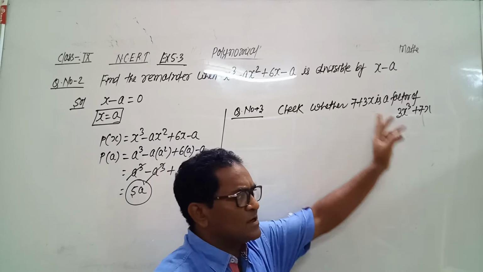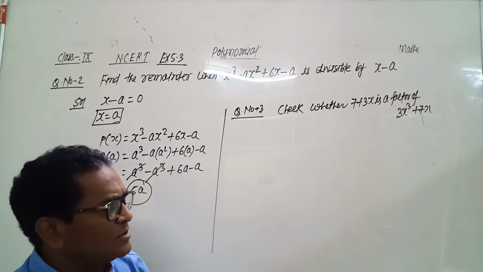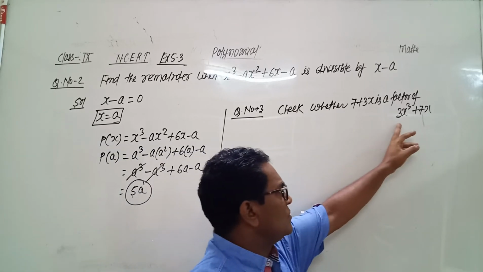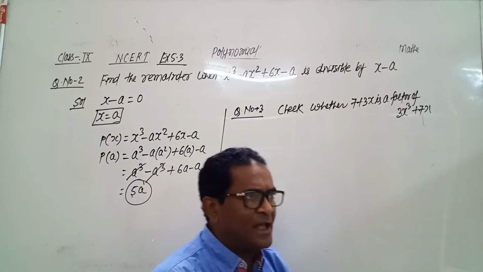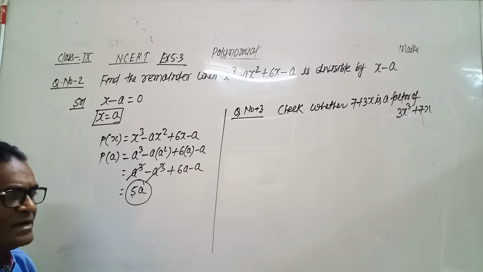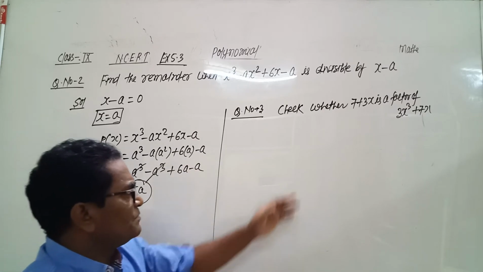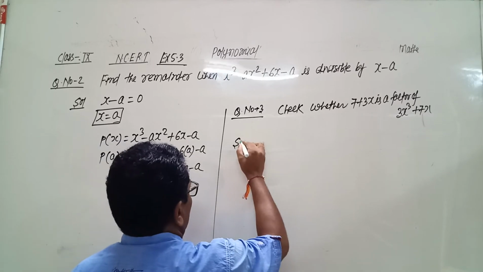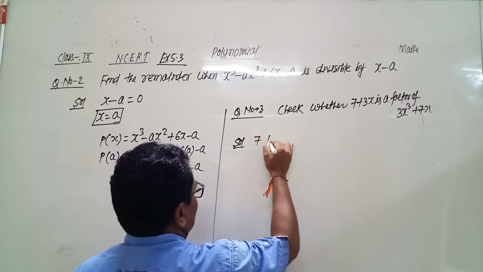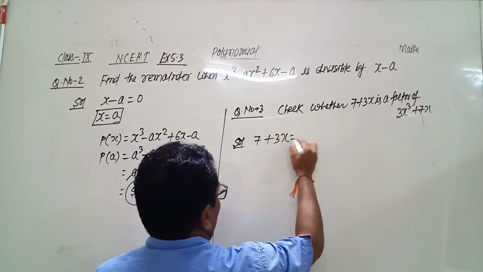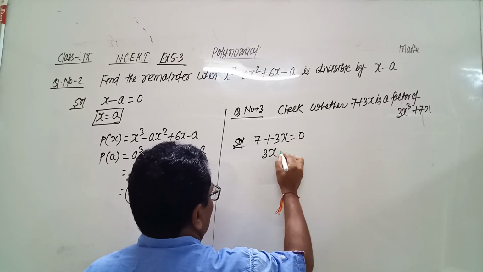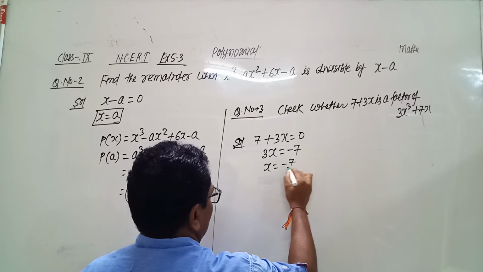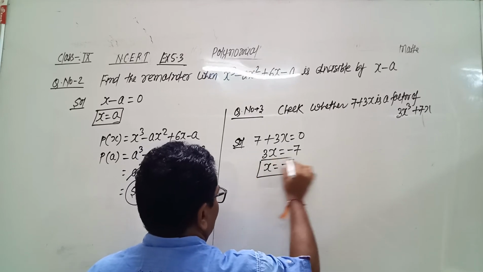So we make it equal to 0. 7 plus 3x equals 0, and you find the value of x. Then you put the value in the given polynomial. If the result comes to be 0, then this is a factor, otherwise it is not a factor. So make 7 plus 3x equals 0 and find the value of x. 3x equals minus 7, and the value of x is minus 7 by 3.